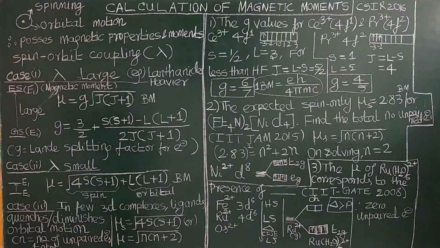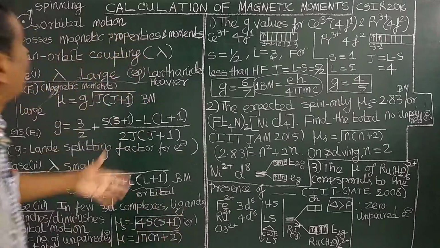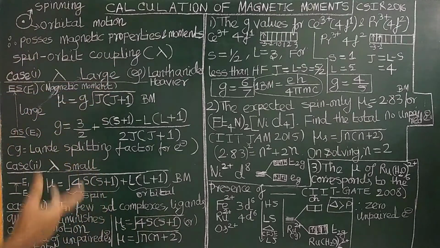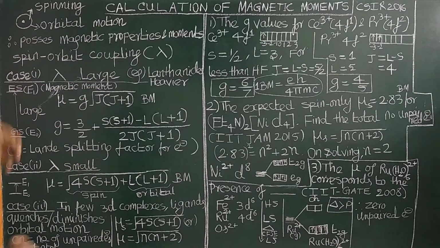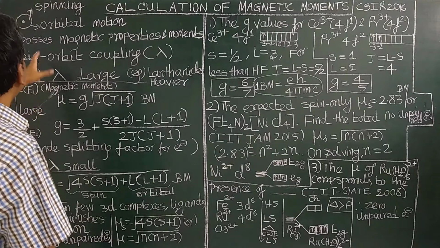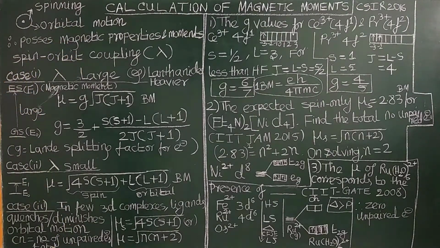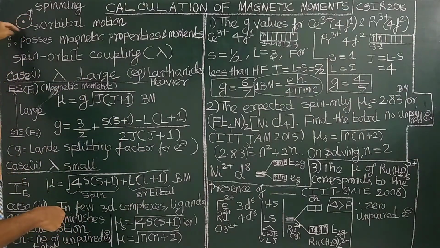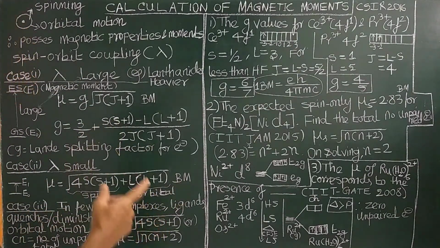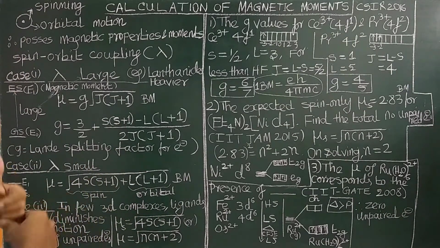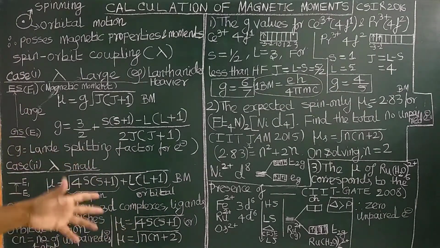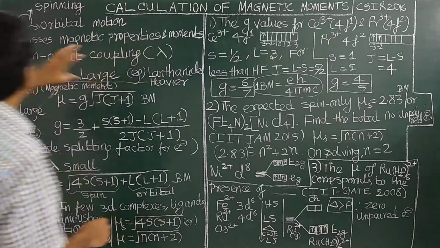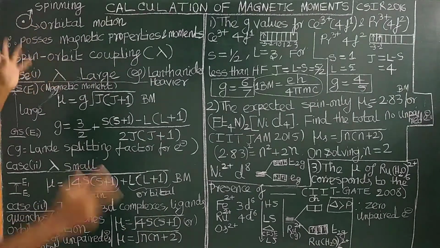As a result of orbital motion, an orbital magnetic moment is produced. As a result of spinning motion, a spin angular momentum is produced, a spin magnetic moment is produced. Therefore, any charged species, like an electron revolving around the nucleus, will produce a magnetic field. Therefore, it will produce a magnetic moment. Magnetic field is measured in terms of magnetic moments. They possess magnetic properties.